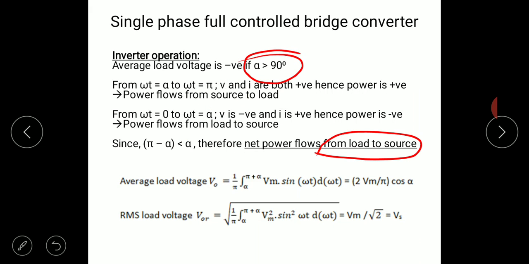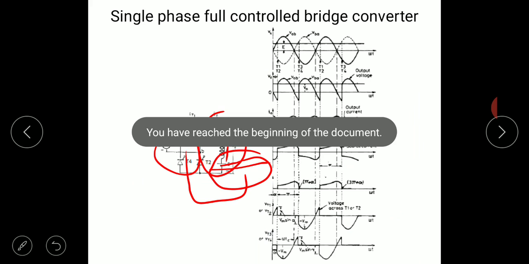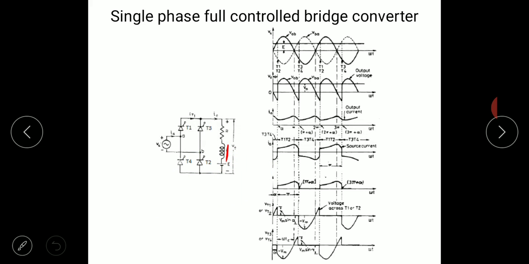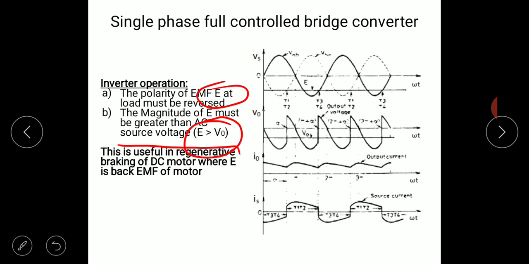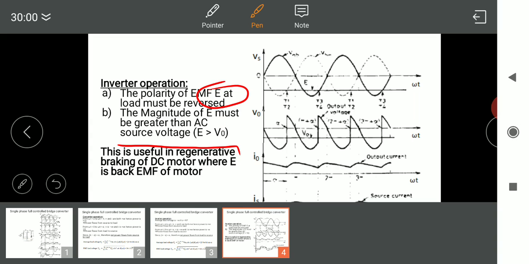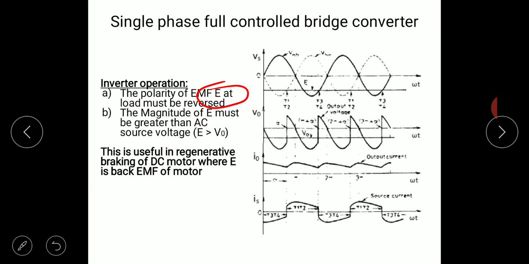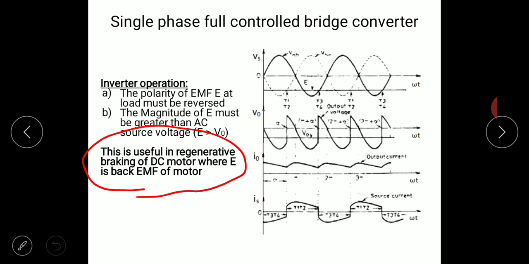Because the RLE load is a typical DC motor source, DC motor load. The winding of a DC motor is series RL and E is the back EMF for DC motor. Now, this inverter mode operation is suitable for regenerative braking of DC motor.